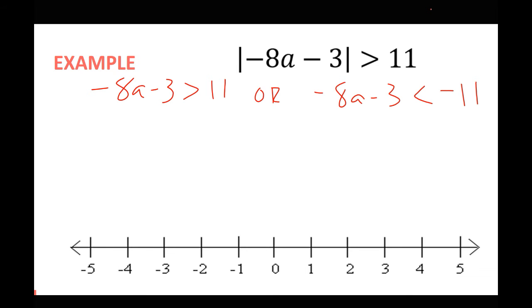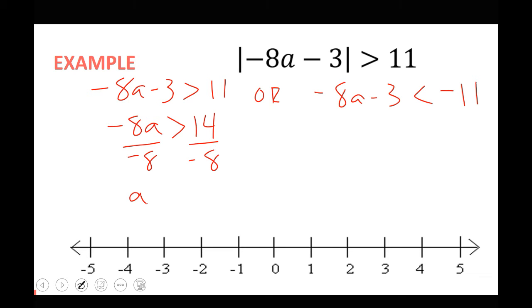So I'm going to start with the first one. If I add 3 to both sides, I get negative 8a is greater than 14. Now, don't forget, when we divide by the negative, it flips our inequality sign. So this one actually turns to less than 14 over 8. So that would be negative 7/4.